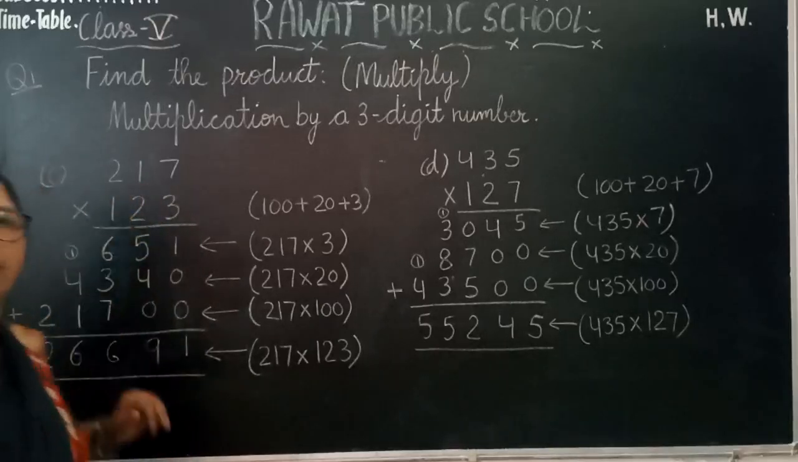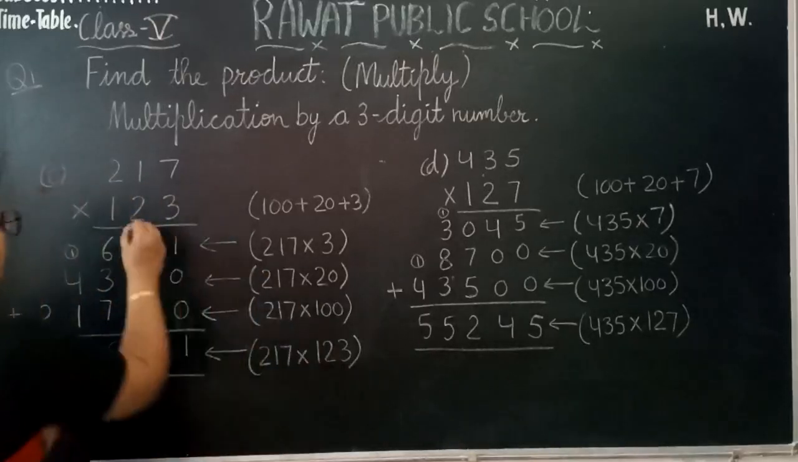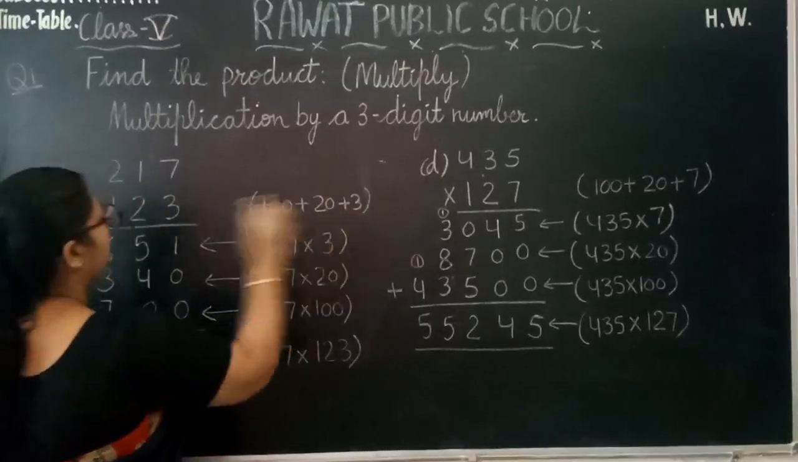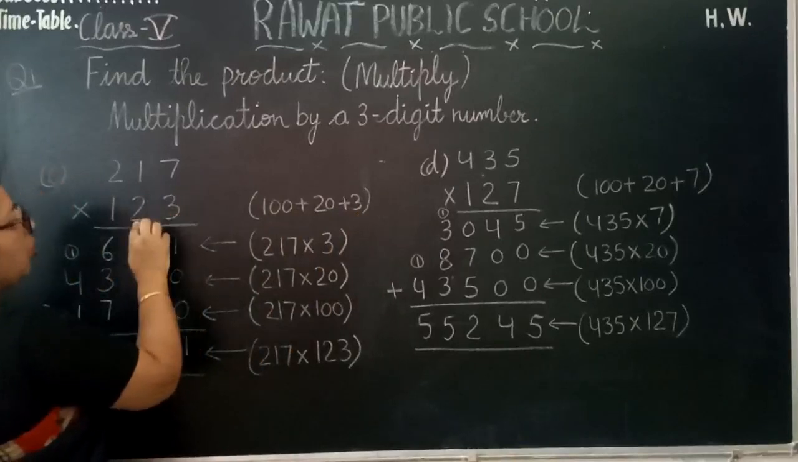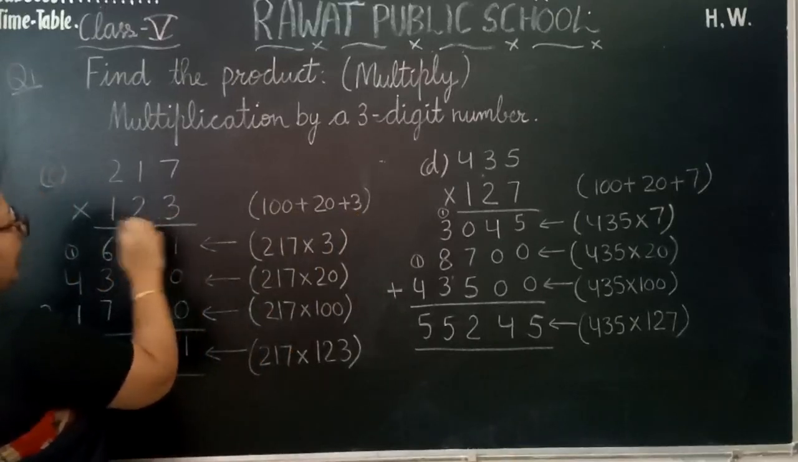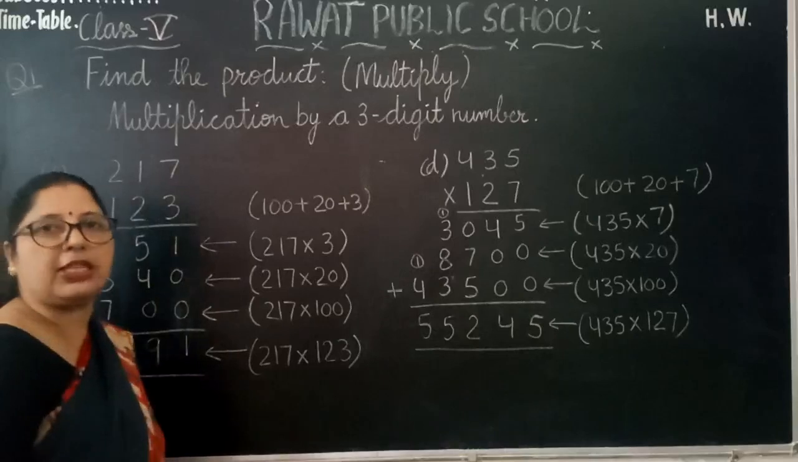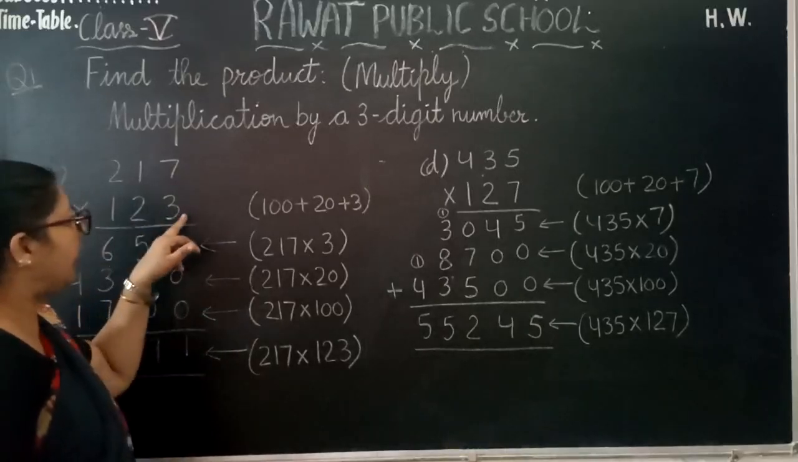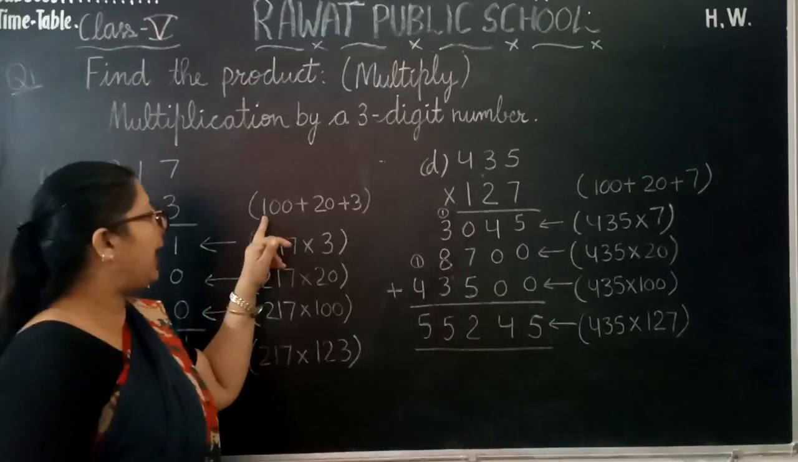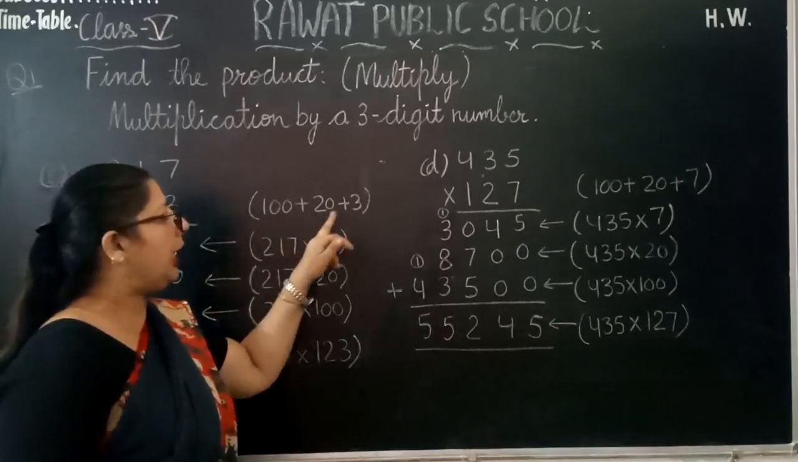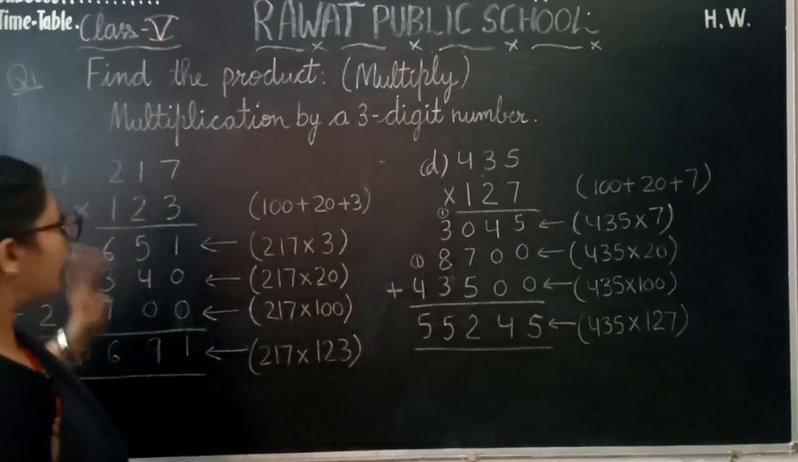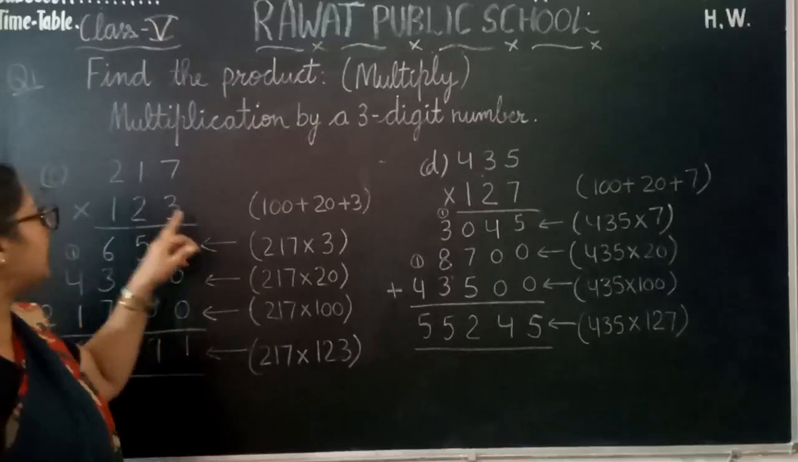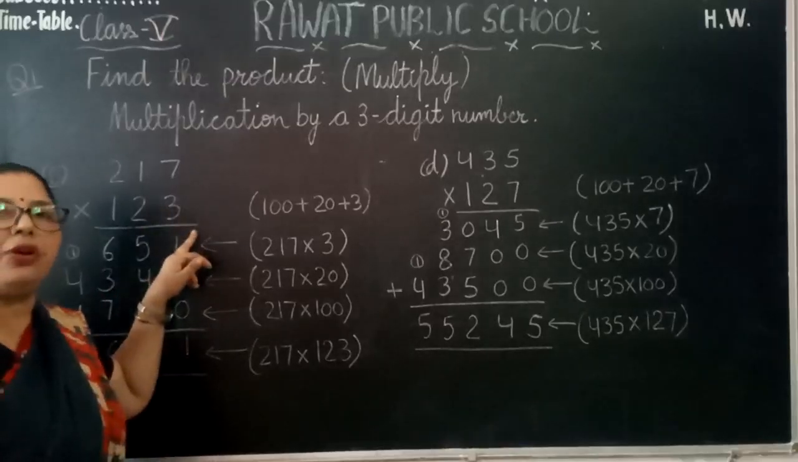217 multiplied by 123. So we separate 123: 100 plus 20 plus 3. So 3 is in ones place, 2 is in tens place, means 20, and 1 is in the hundreds place. The place of 1 is 100. So this is 100, this is 20 and this is 3. So write down in bracket 100 plus 20 plus 3. So first we multiply by the ones number. The place of ones is 3.